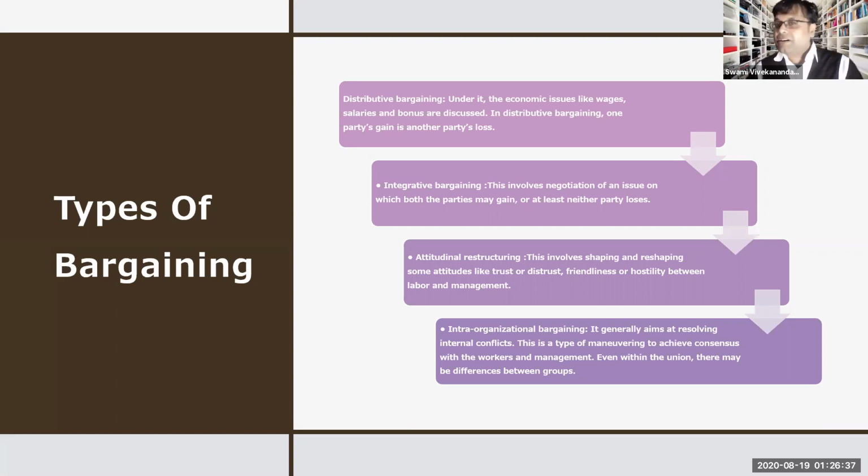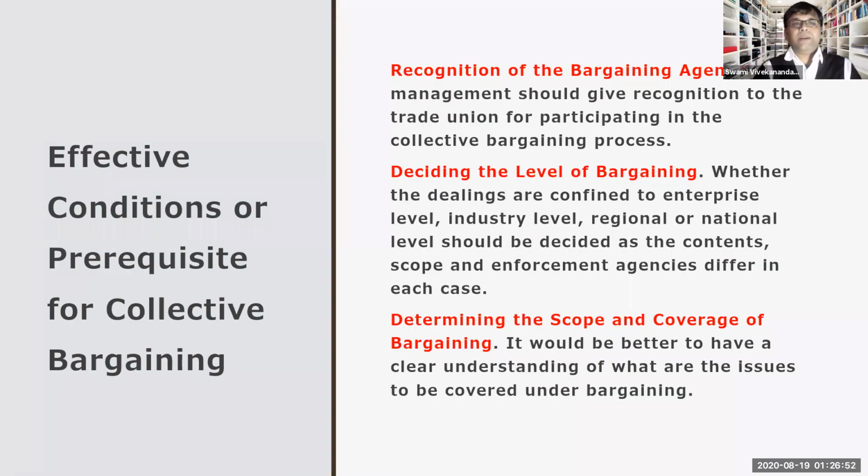So we have understood 4 different kinds of bargaining. What are those? Number 1, distributive bargaining. Number 2, integrative bargaining. Number 3, attitudinal restructuring. And number 4, intra-organizational bargaining. Now we'll be discussing the conditions or the prerequisites for collective bargaining. Number 1, very important, is the recognition of the bargaining agent. The bargaining agent is a union actually, right? So we have to recognize them.